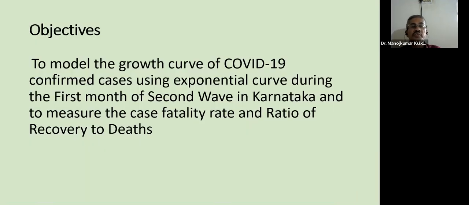So the objective of this communication is to model the growth curve of COVID-19 confirmed cases using an exponential curve during the first month of the second wave in Karnataka. Eight states were mainly affected by this COVID wave, including West Bengal, Delhi, and Maharashtra. The data was easily available for Karnataka, so we tried to model it to know the growth rate of COVID-19 cases.